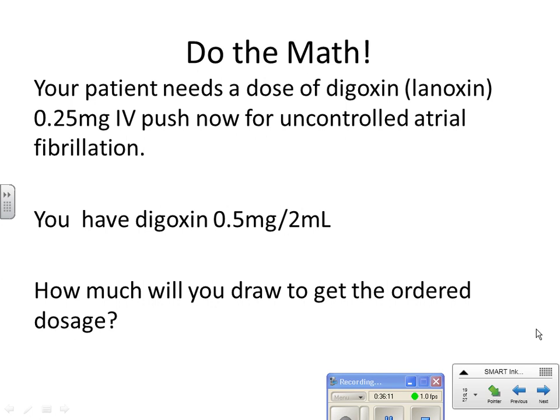Your patient needs a dose of DIG, 0.25 milligrams IV push now for uncontrolled atrial fib. You have DIG, 0.5 milligrams in 2 mLs. How much will you draw to get the ordered dosage? That's one of those you can almost do the math in your head. What'd you get? 1 mL.